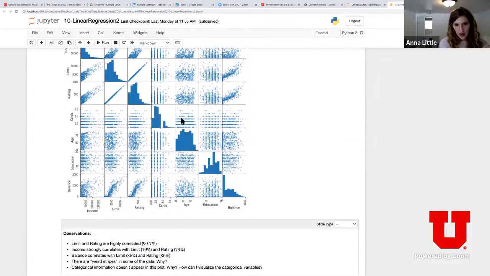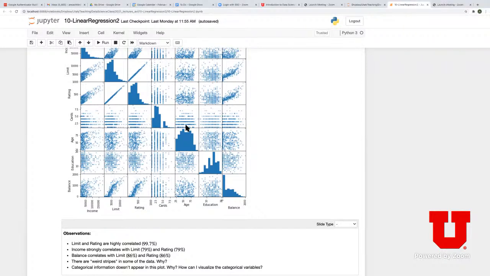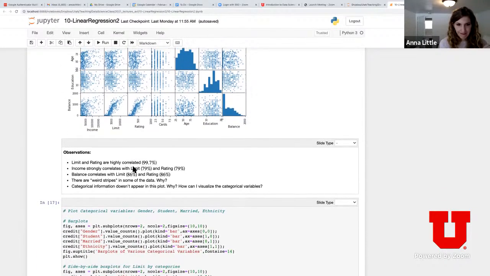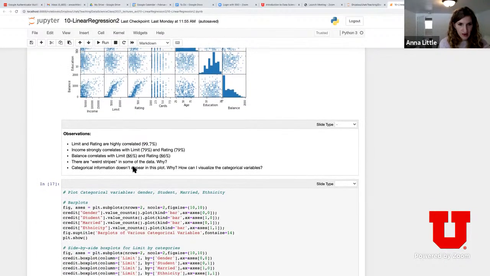Any guesses as to what's causing this weird sort of looking plot in some of these subplots? I would guess because they're discrete, you can't have half a card or a third of a card. You only have integer quantities of cards. Yeah, exactly, that's exactly right. Some of these variables take on a discrete set of numbers, and so you're going to see these jumps in those plots.